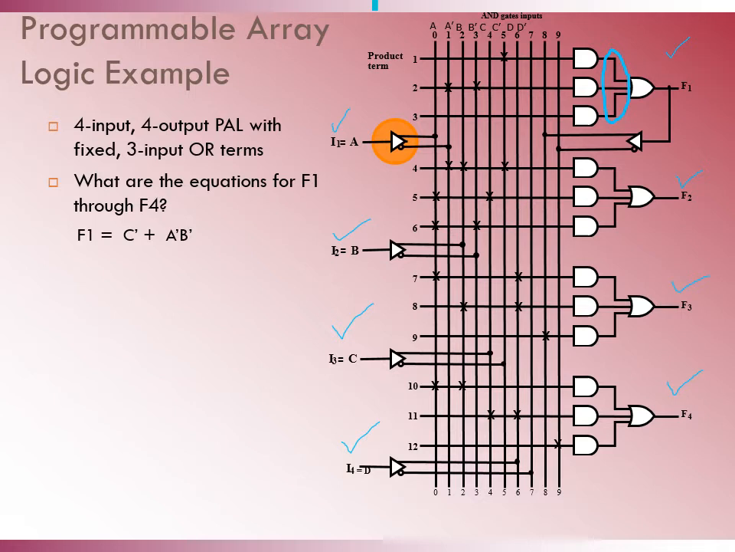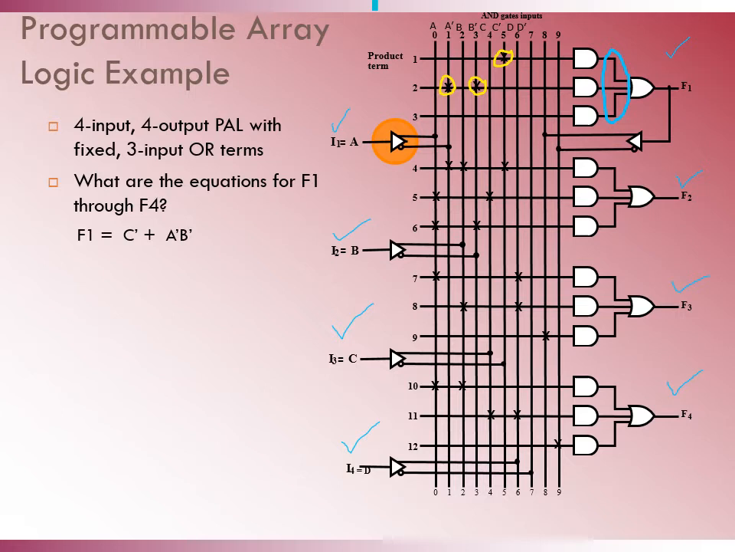Now, the first AND gate for the function F1 is receiving C bar. The second AND gate of the same function F1 is receiving A bar dot B bar. As there are only two product terms, there is no connection shown for the third AND gate.